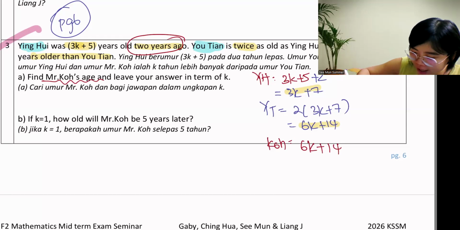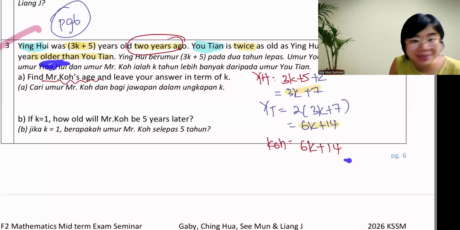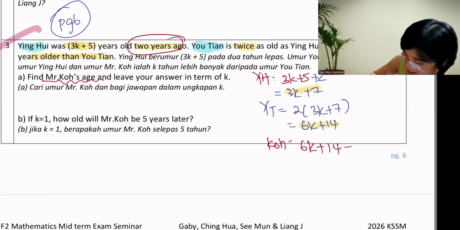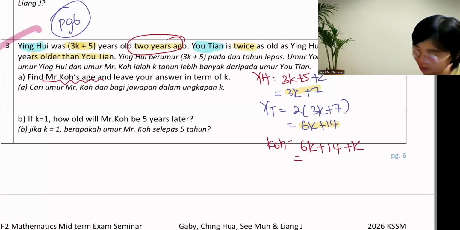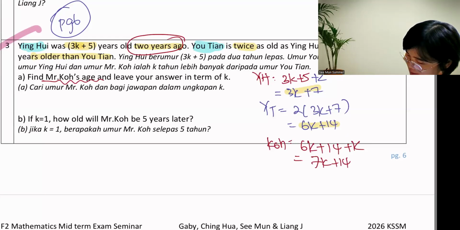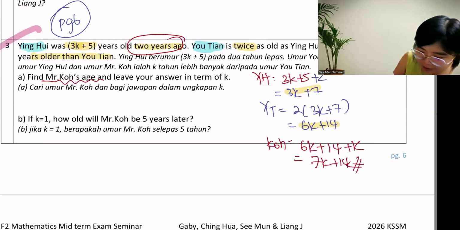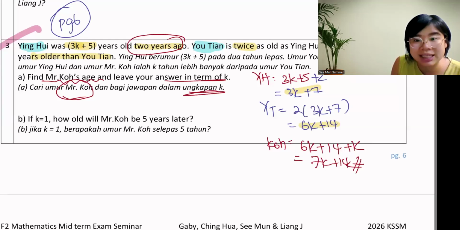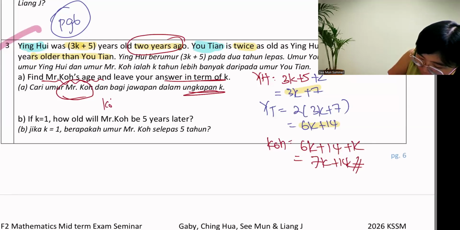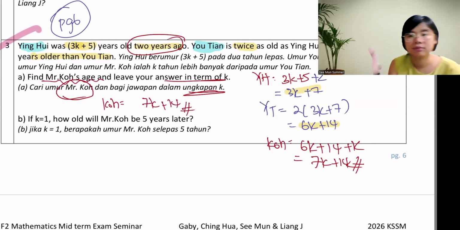So they say K years older. So should I plus K or minus K, or times K? Yes, it's plus K. So 6K plus K, isn't it? Is 7K, plus 14. And my answer is Mr. Ko, in terms of K, meaning the answer must be in K. So Mr. Ko's answer is just 7K plus 14. See? Steady?